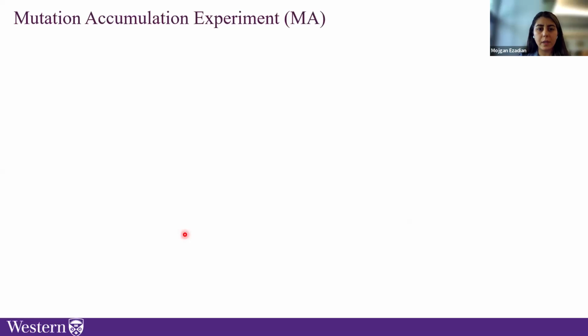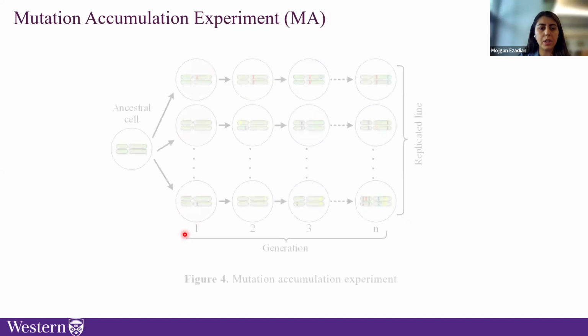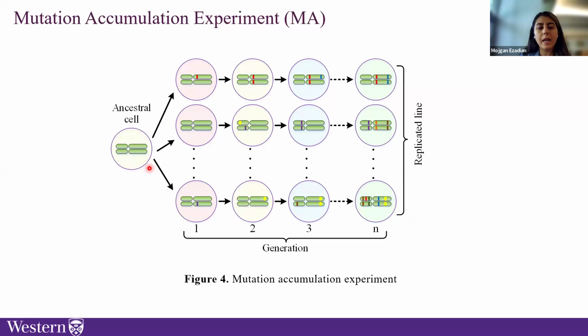A mutation accumulation experiment is a type of experiment in evolutionary biology. An ancestral cell is divided into n replicated lines, and in each line a mutation can happen. They can become fixed or lost during the generations. After n generations, mutations are allowed to accumulate randomly without any selection pressure.